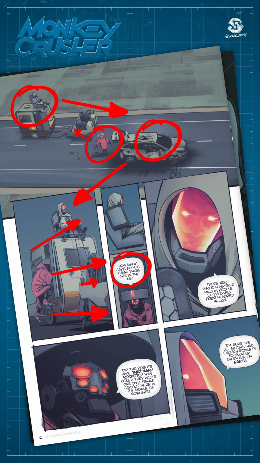Everything in this panel pushes us along. We hit a word balloon, we look at the speaker, we follow the lines up to the driver, which takes us to the next panel. Now the driver's looking down towards panel 5. Panel 5 is looking over at panel 6, and panel 6 is telling us to turn the page.